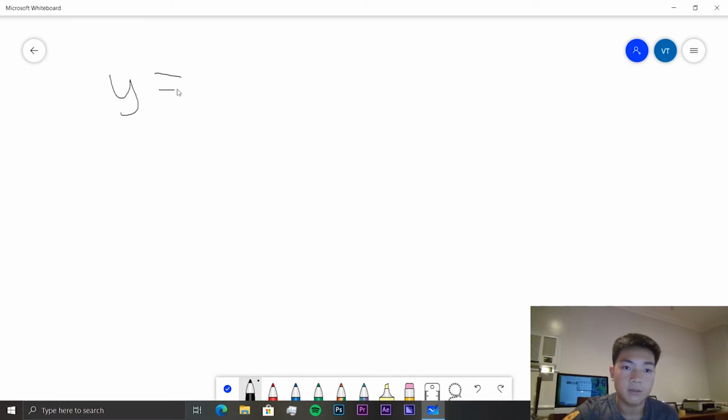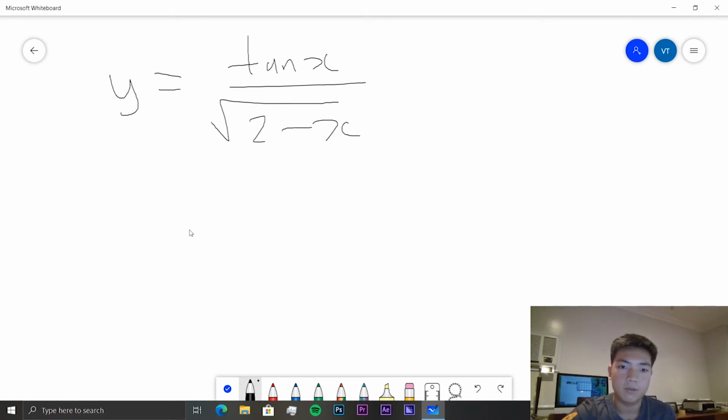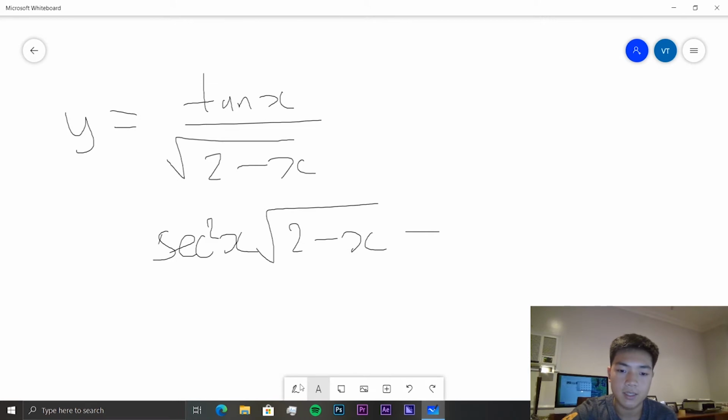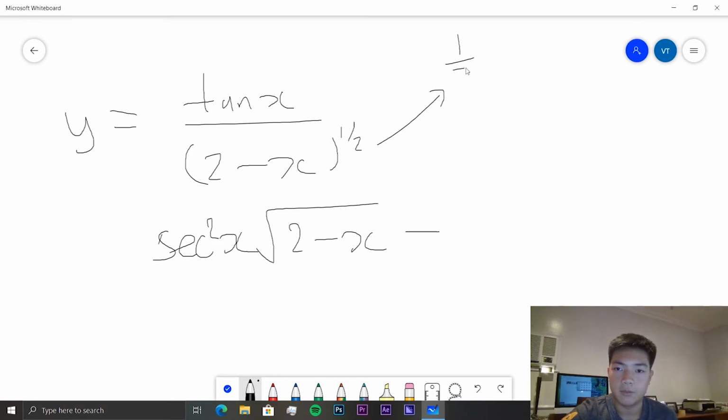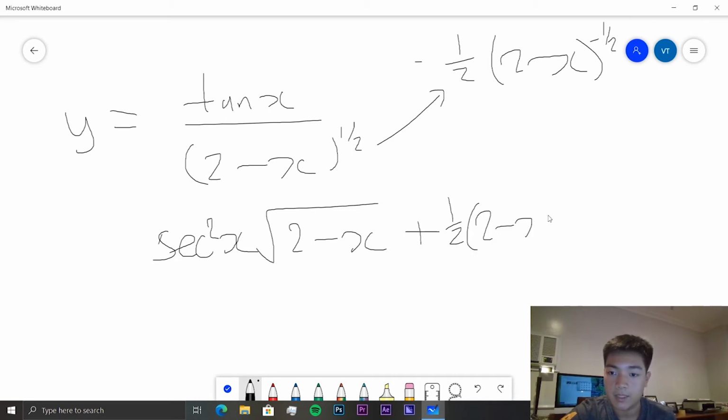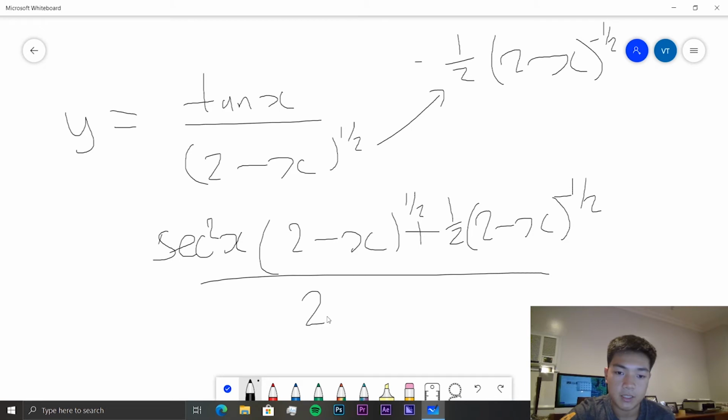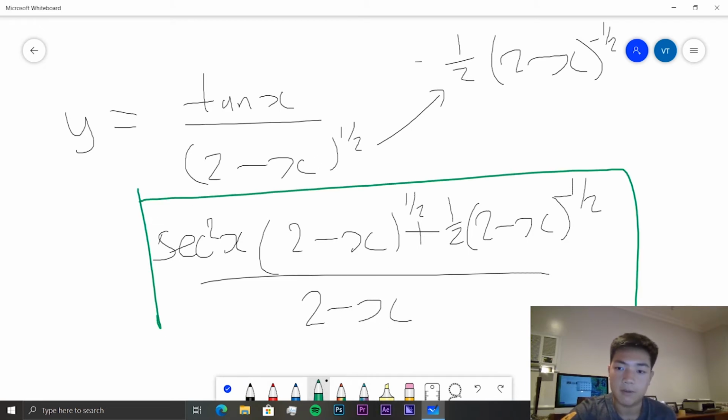We have y is equal to tan x over the square root of 2 minus x. So similarly, we can use quotient rule. So we have v times the derivative of tan x, which is secant squared x, times the square root of 2 minus x, minus tan x times the derivative of this, which is more helpful to write as 2 minus x to the power of 1/2. So we need to find the derivative of this, and this is 1/2 times negative 1 times 2 minus x to the negative 1/2. So we have minus negative 1/2, so plus 1/2 times 2 minus x to the negative 1/2, over the bottom squared, which is simply 2 minus x. So yeah, that was it for that one.